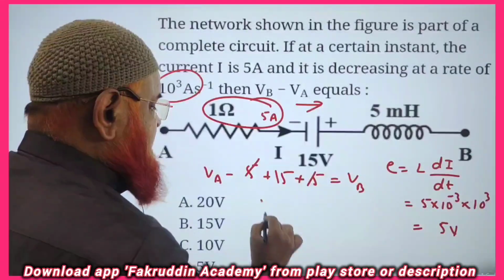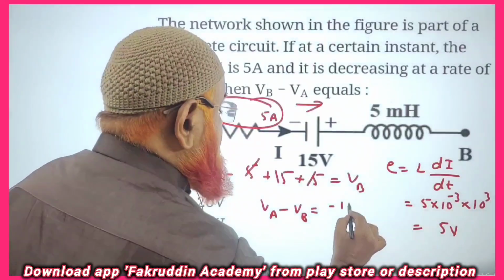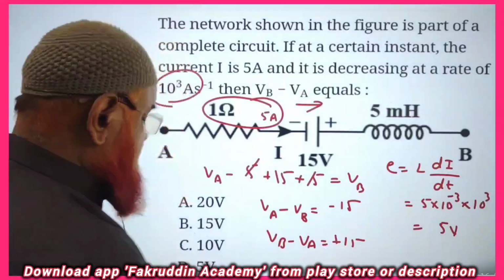Okay, so 5 gets cancelled. VA minus VB is equal to minus 15. If you reverse this one, VB minus VA is going to be plus 15.